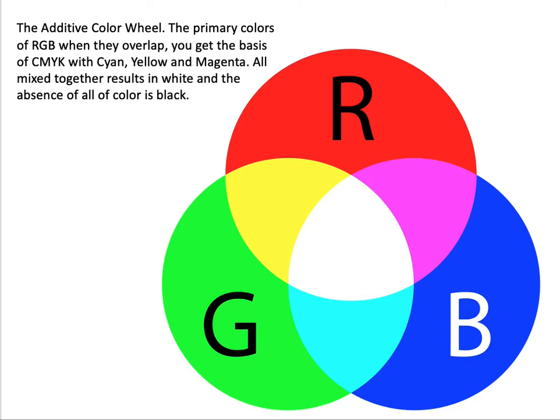So here you can see the additive color wheel. The primary colors of RGB, when they overlap, you get the basis of CMYK with cyan, yellow, and magenta. All mixed together results in the white here in the center, and the absence of it would be black. So we have RGB, and then we have CMYK. Well, we don't have the K, which is black.